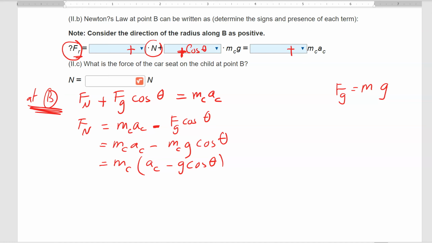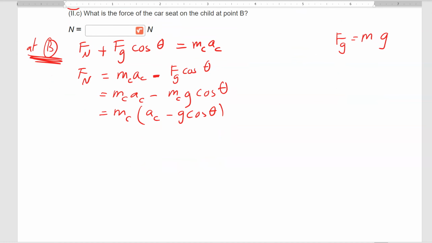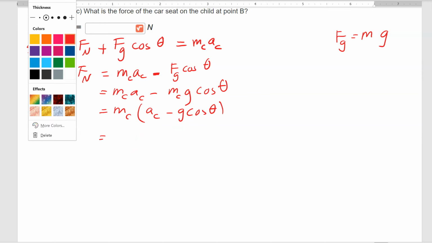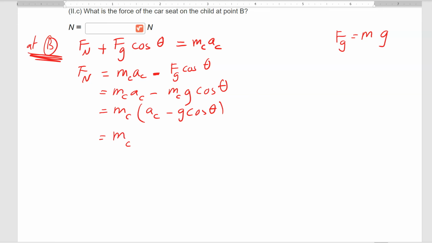And now I substitute my numbers. So here's the mass of the child, the 38 kilograms. The acceleration of gravity is... So I'm going to backtrack here for just a second, and rather than substitute my numbers, I'm going to do one more substitution, which is substituting Ac. Remember, Ac is v squared over r. So remember this, we always will need it when we're dealing with centripetal acceleration.